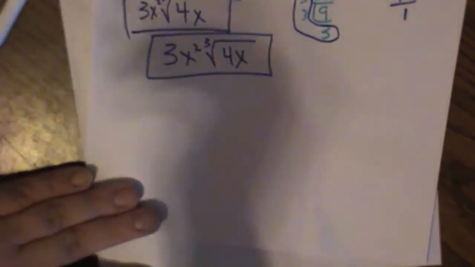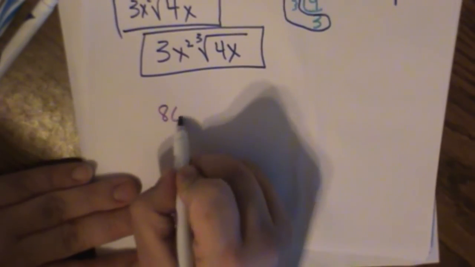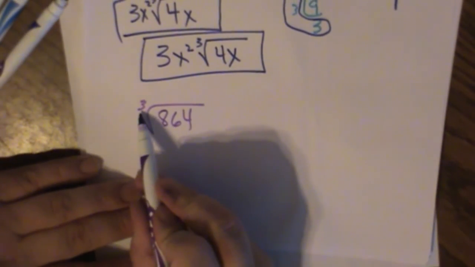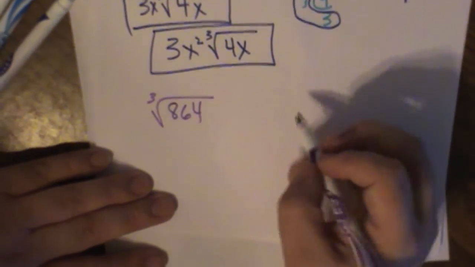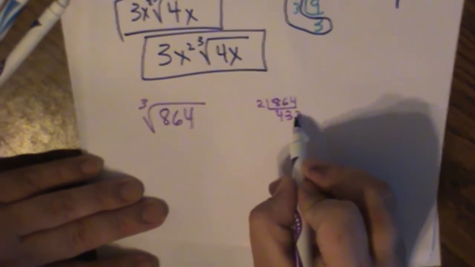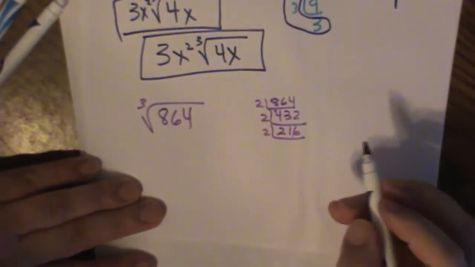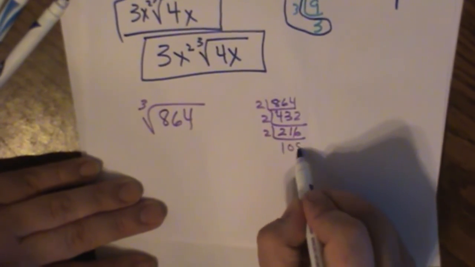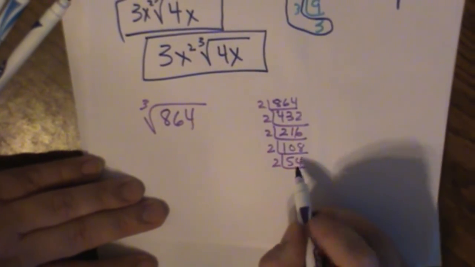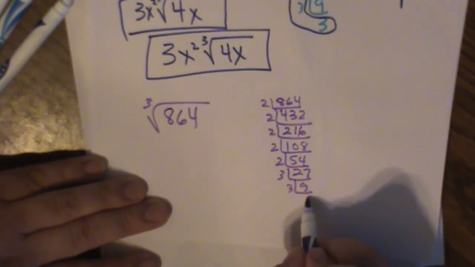And here, then you're going to get some simple ones. We're just numbers. So 864 to the cube root. Again, we're going to look for groups of 3 in our factor tree. So 864 divided by 2 is 432. Divided by 2 is 216. Divided by 2 is 108. Divided by 2 is 54. Divided by 2 is 27. Divided by 3 is 9. Divided by 3 is 3.